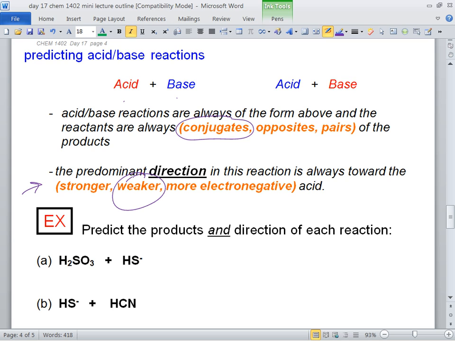We like to always write arrows going like that. Well, now they're trying to say, what if this guy's weaker? Then you have to draw the arrow like that, saying that, even though these are reactants, you have mostly reactants at equilibrium. So that's what they're trying to show with that arrow. Okay. So predict the products and the direction of each reaction.